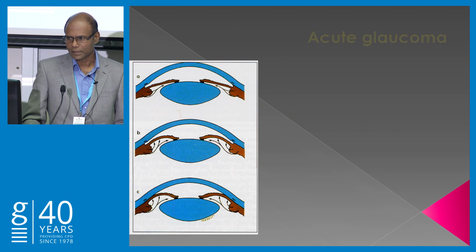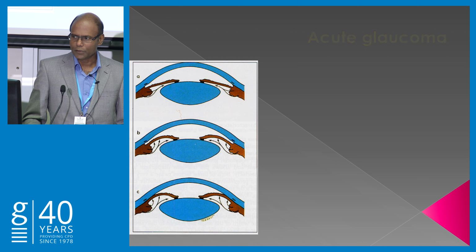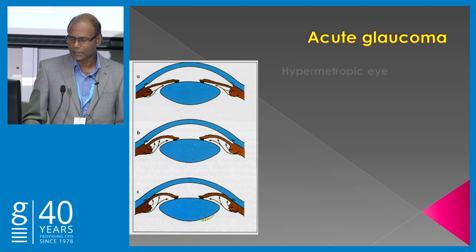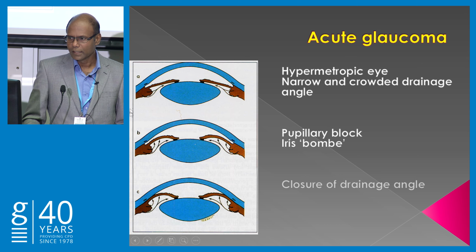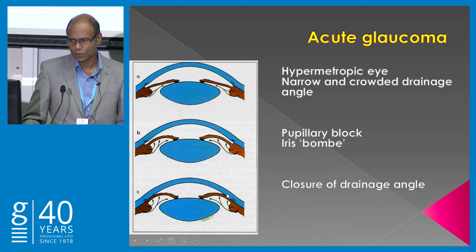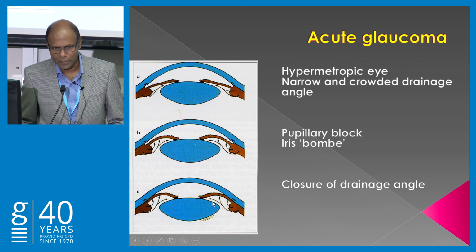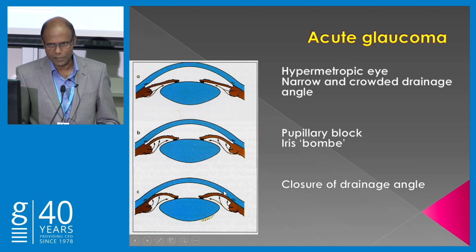So this is some of the slides. What does it do in glaucoma? So it's a pupillary block. What happens, you get pupillary block, and so that leads to the narrowing of the angle and closure of the angle, the sudden buildup of pressure that presents as acute glaucoma. So you have to break this cycle.